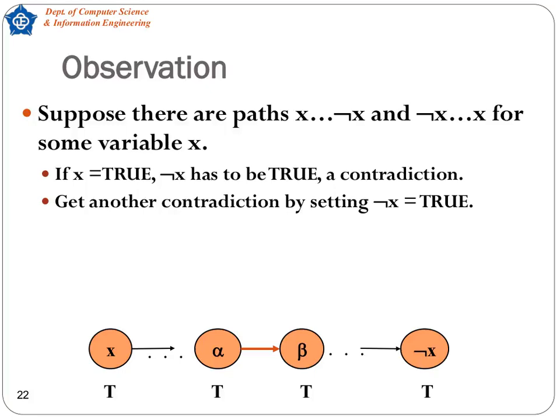Whenever there's a path of implications from x to not x, and another path back from not x to x, no truth assignment can satisfy both. For instance, assume x is true. The first path then forces not x to be true as well, an immediate contradiction. On the other hand, if we start by setting not x to true, the return path forces x to be true, again contradicting not x. In either scenario, we hit a dead end. In short, whenever a variable and its negation lie in the same implication cycle, the formula is unsatisfiable.